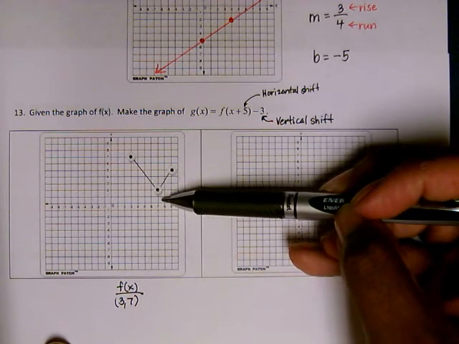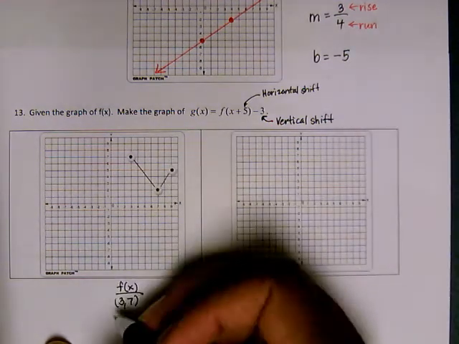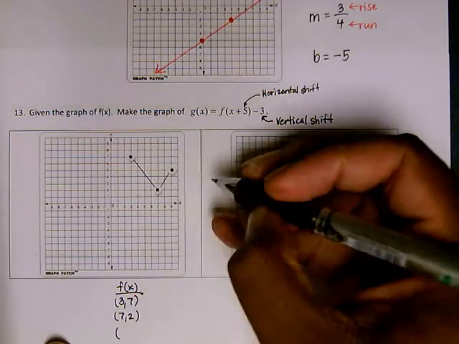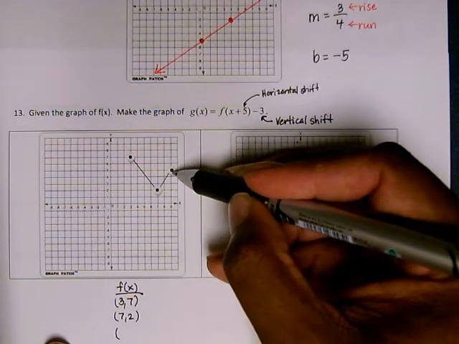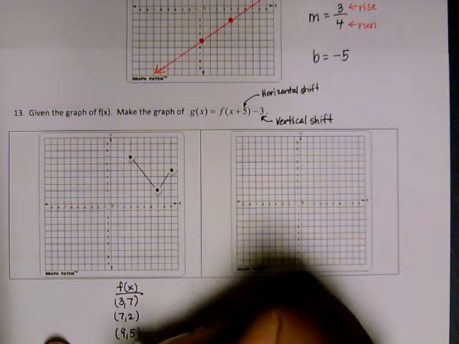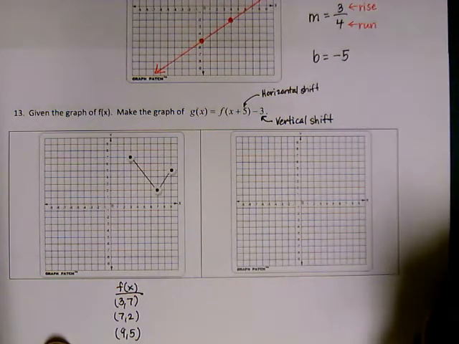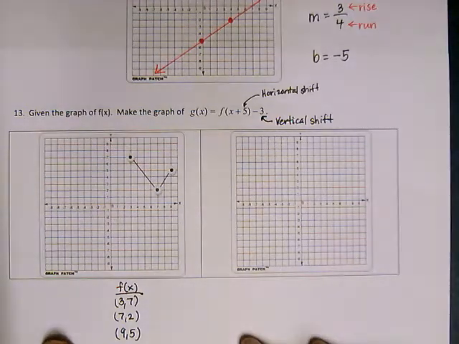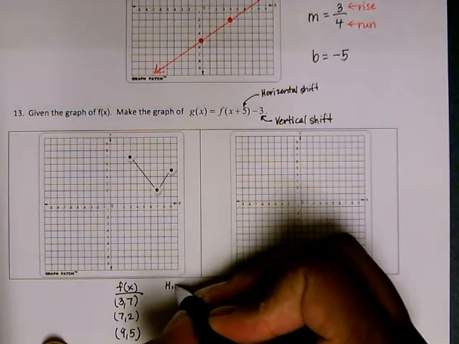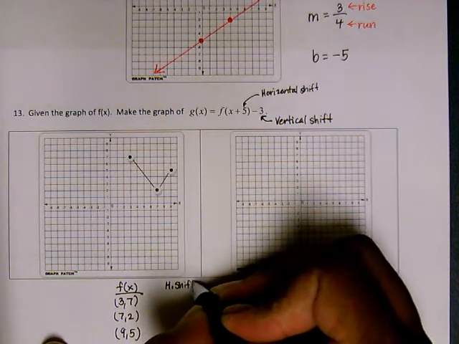Then my second point will be 7, 2. The other point would be 9, 5. So those are my ordered pairs for f of x. Now I do have the horizontal shift. I'm going to abbreviate it h shift.